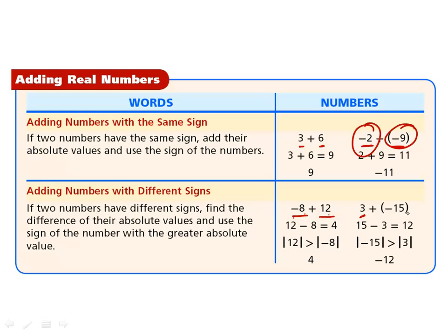Alright, here we have positive 3 and negative 15. Again, forget about signs at first.